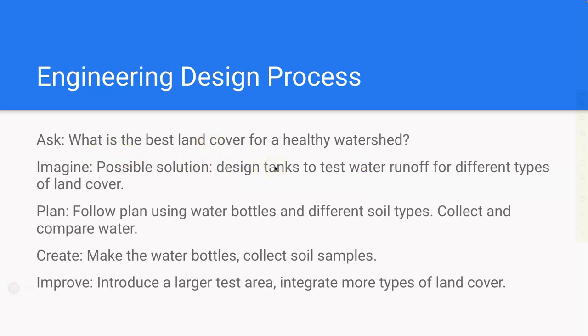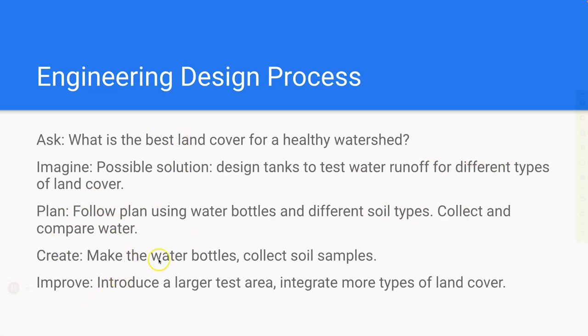was to design water tanks or water areas to test the water runoff for different types of land cover. So my plan was to pretty much follow the plan from the example, using water bottles as the tanks and the different soil types and pouring water on them to simulate rainfall and seeing what the runoff water looks like when it flowed out of the bottle. Then we collect and compare the water.